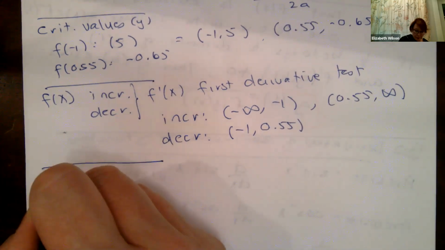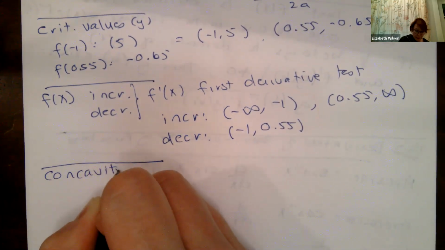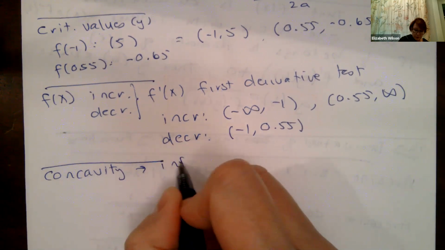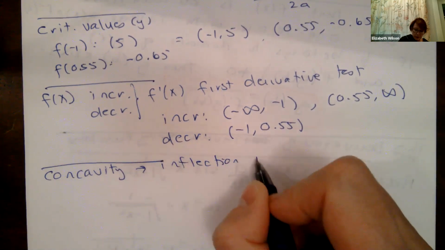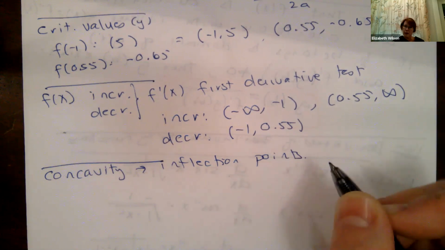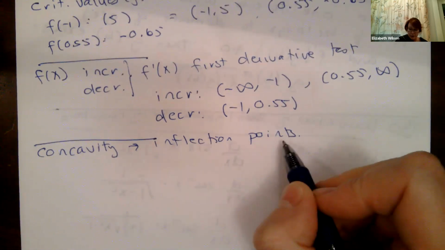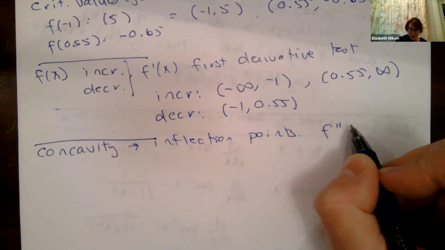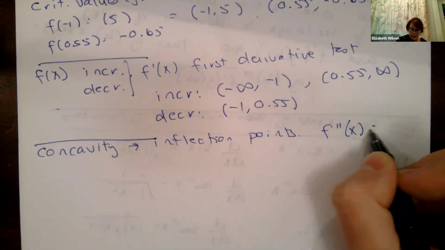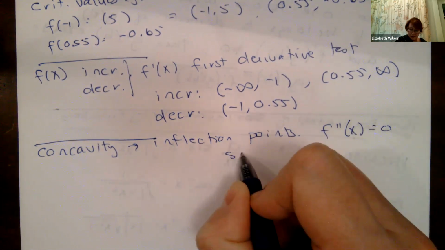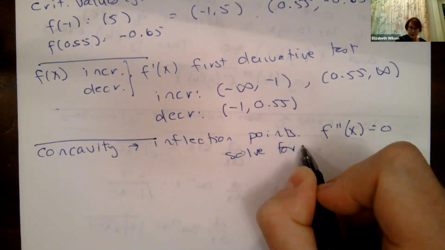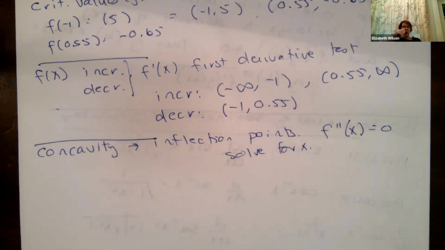Concavity now deals with inflection points. This is the part that a lot of people kind of, I could see maybe there was some confusion, which is why I'm spending time on it now. So inflection points means I take my second derivative and I set it equal to 0 and I solve for x. That's going to give me where I go from concave up to concave down. That inflection point is where my second derivative is equal to 0.